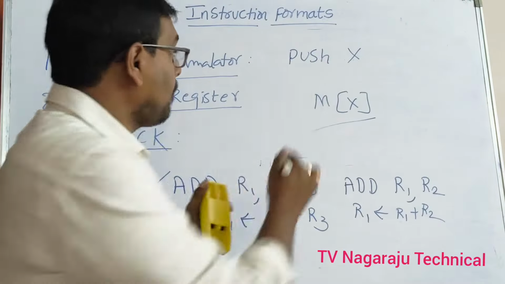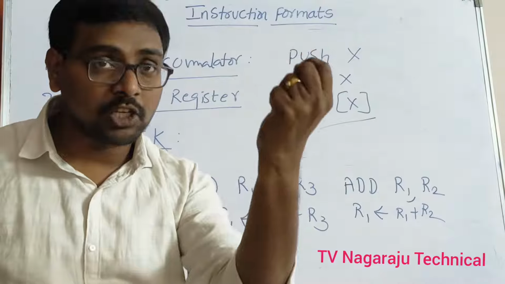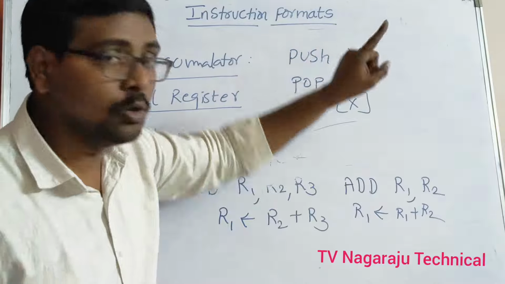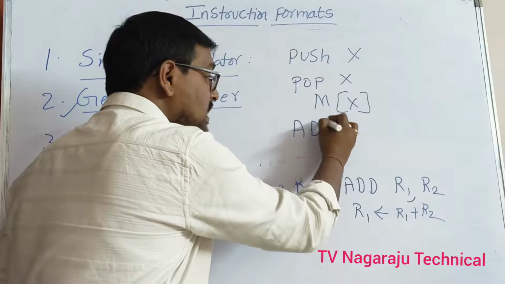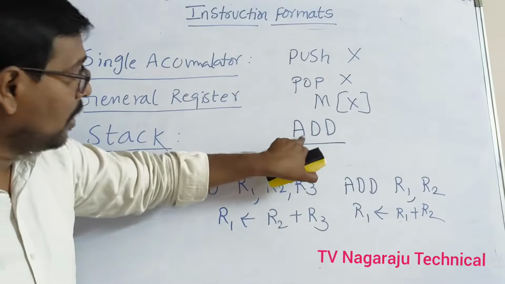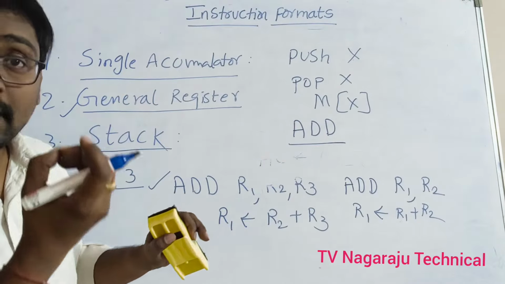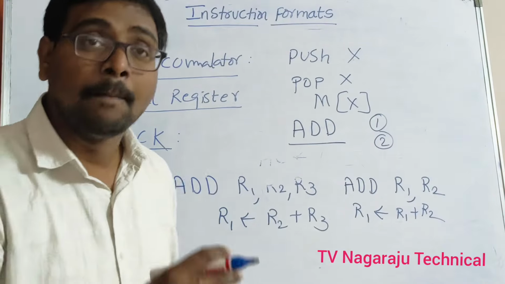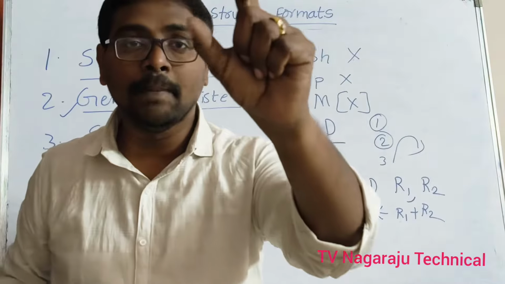For example, if you write POP X, what is the meaning? Retrieve the element from the top of the stack and load it into M[X]. So push and pop instructions use one address field. Zero address field instructions are also there. Suppose ADD. This is an instruction only. Whenever you write ADD, internally it pops the top two contents from the stack, performs the addition, and the result is pushed back into the stack. That means the addition is between the top two elements of the stack.